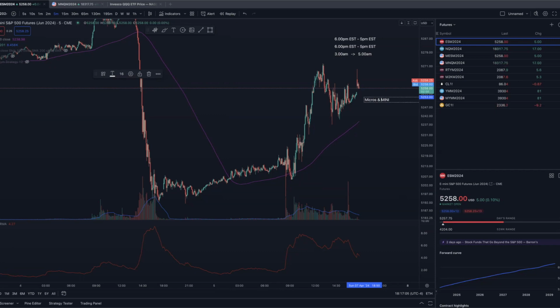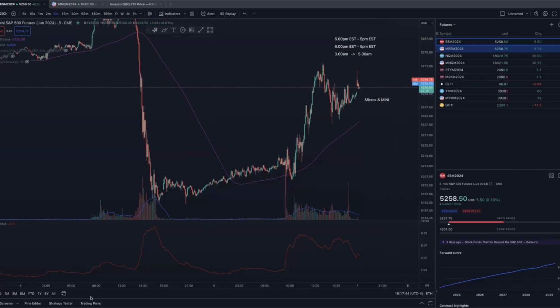So ES has its own mini, which you see right here. This is the mini contract, ESM 2024. And if you go to MESM 2024, that is the micro. As you can see, the prices stay exactly the same, by the way. There is no big movement when it comes to the prices altogether. The only difference is how much money you'll be making or losing. That's going to change based on whether you pick micros or minis at the end of the day. So we'll dive a bit deeper into what micros and minis are and how these are structured.